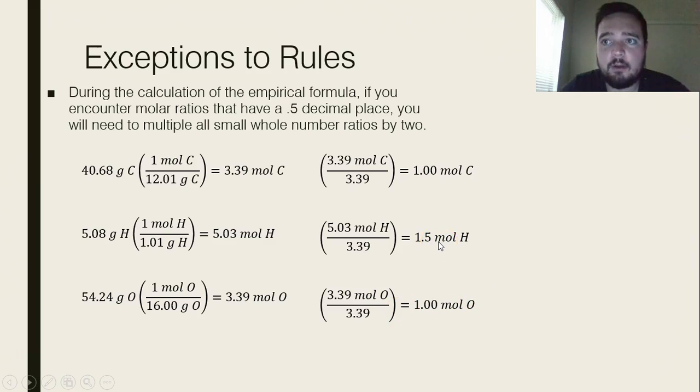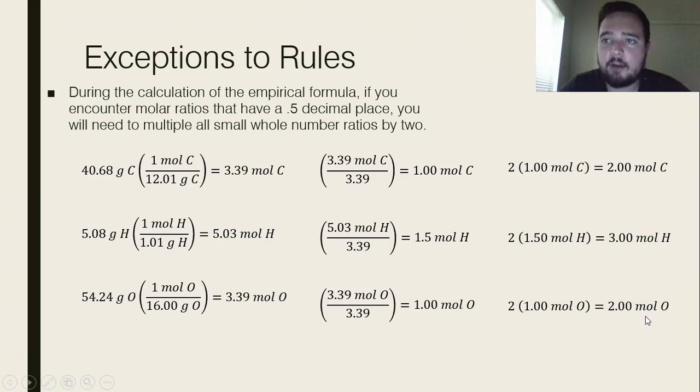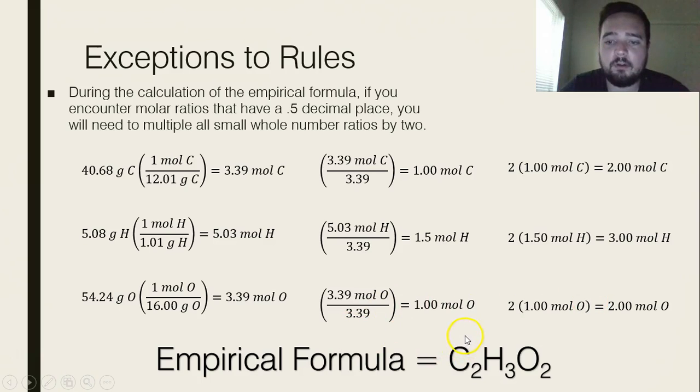Since .5 is right in the middle, you can't assume that you can round up or down. So you have to multiply these by 2, and you get 2 moles of carbon, 3 moles of hydrogen, and 2 moles of oxygen. So your empirical formula turns out to be C2H3O2. Again, their common multiple is only 1, so this is the smallest whole number ratio. The reason we couldn't use the earlier ratio is because there was a decimal there. You can't have a decimal within an empirical formula. It has to be a whole number, so we use the multiple of 2 to convert it to a whole number.